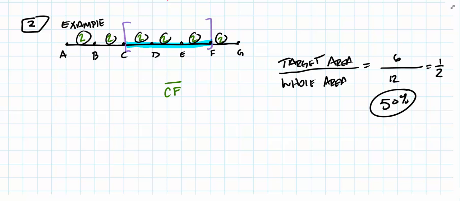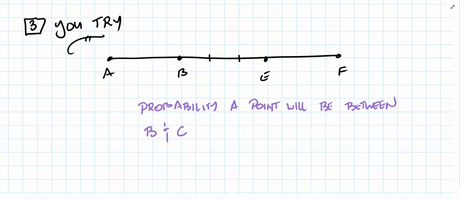This is an interesting problem because it looks like there's not enough information, but actually there is. Sorry, I didn't put those on there. This is C and this is D. You're going to do the same exact thing. You pick a point at random on this line segment from A to F. What's the probability that it's going to be between B and C? I'm looking for a percent. See if you can come up with it.